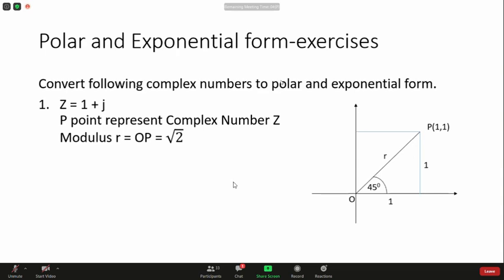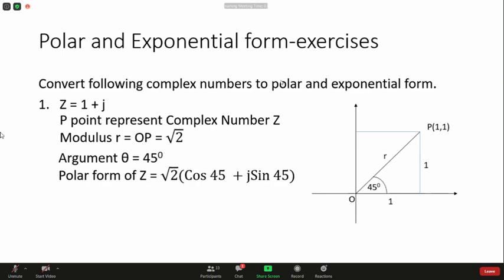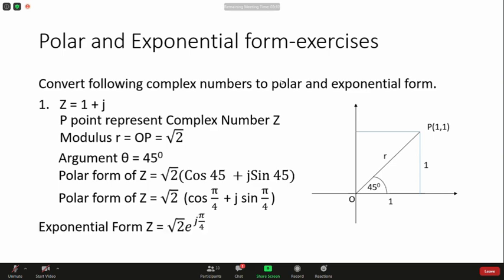Okay, now take the first one. It's 1 plus j. Plot the point first. Quickly, I'm going through, right? You see the point (1, 1). Angle is 45, tan theta equals 1, 45 degrees. Modulus is square root of 2, Pythagoras theorem. Angle is 45. That is the polar form: square root of 2 (cos 45 + j sin 45). The degree mark should be there, right? I didn't do that. That is cos pi by 4, sin pi by 4. Then the exponential form.